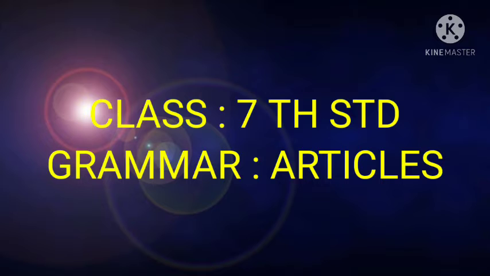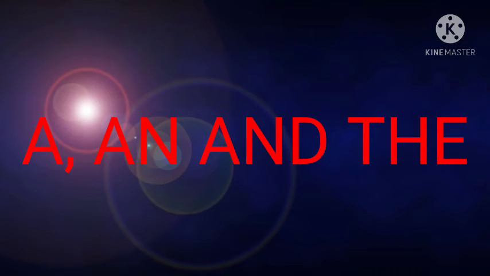For 7th standard, today we are going to see the grammar part. The grammar portion is articles. You have to know the simple articles and the examples under the topic articles. Articles, as we know, consist of one letter and two words, that is a, an, and the.